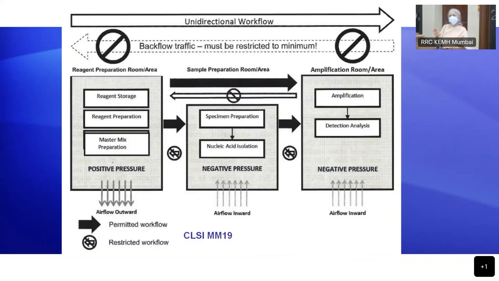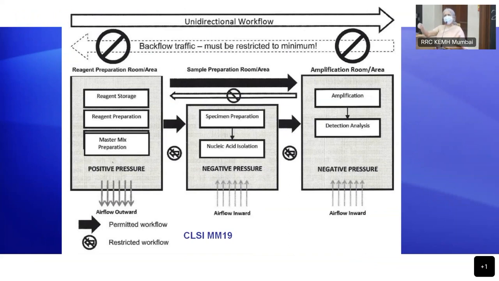This is a general layout of a PCR lab; it could be better. But we should have at least three areas. Clean means no contamination there, so that's a reagent preparation area where you're making the master mix. Nothing should get into it. So that is the cleanest area that you have.